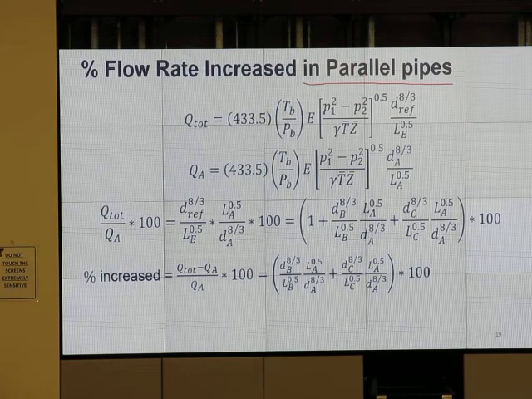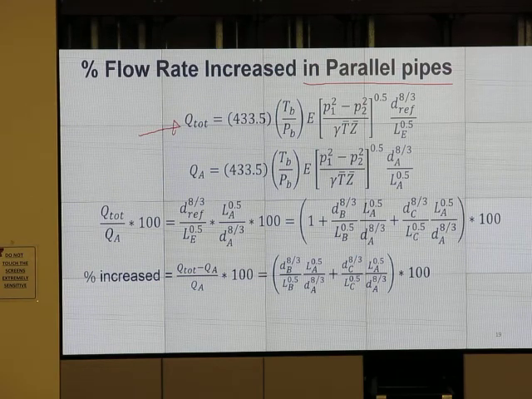When we add pipes together, flow rate goes up, right? How much more flow rate can we have, provided that we have the same pressure drop? Okay, look at this. Q total is the new flow rate, right? This is the same, PB is the same, E is the same. Pressure drop is P1 minus P2.